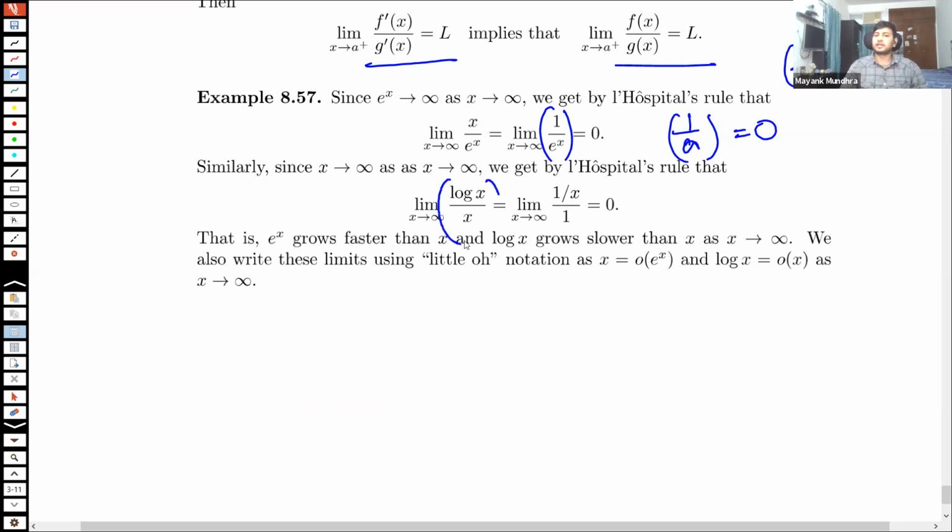Similarly, log x by x, as x tends to infinity, both these terms are going to infinity. So you differentiate. You get 1 by x by 1, which is basically 1 by x. Now the limit as x tends to infinity of 1 by x is going to be 0. So that's your limit.